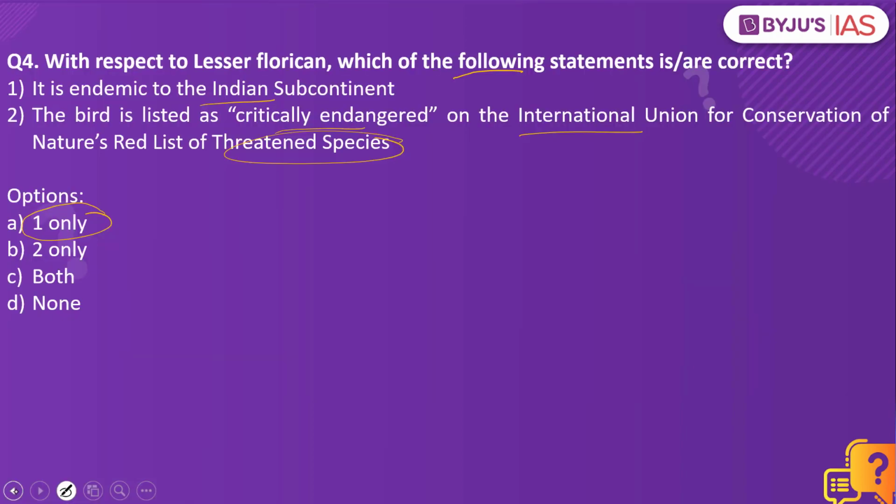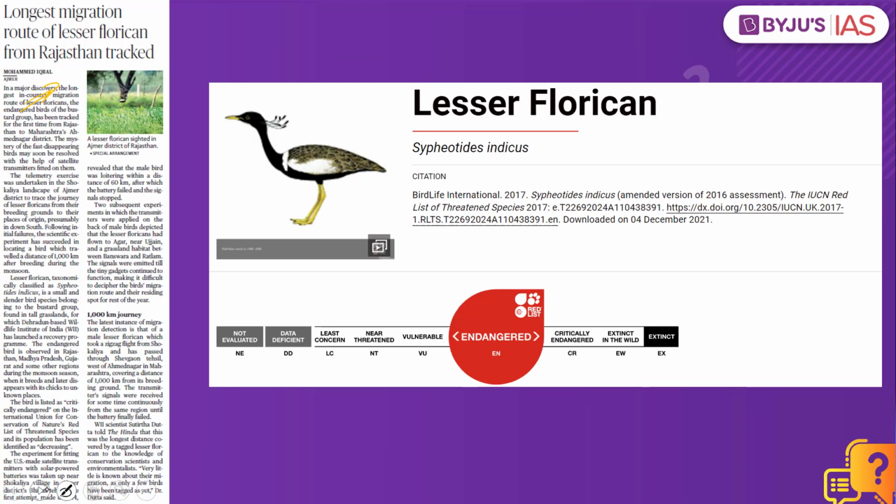When we look into the first option, yes, it is endemic to the Indian subcontinent. So the first option is right, but the second option is wrong. That is because it is not critically endangered, but instead it is endangered. In fact, The Hindu has also given wrong information as well. The Hindu says it is critically endangered with respect to the IUCN status. Kindly make sure that it is not critically endangered, but it is endangered.